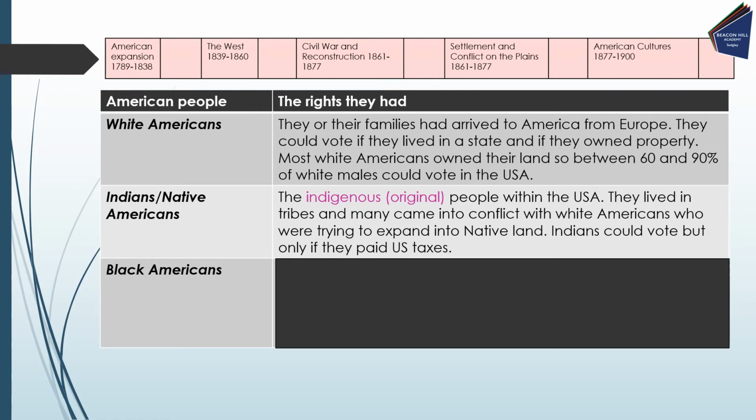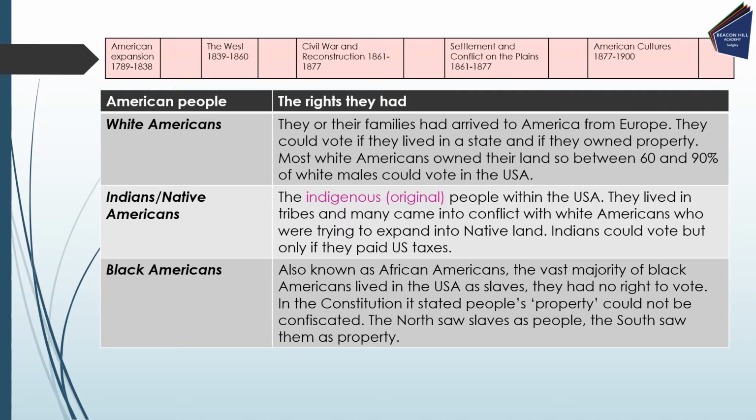And finally, we have Black Americans. So these are also known as African Americans. The vast majority of Black Americans were living in the USA as slaves. They had no right to vote. In the Constitution, it stated that people's property could not be confiscated. And at this time in American history, at the start of our course, we saw that Black Americans were perceived as somebody's property. So we've got here that the North saw slaves as people, generally speaking, but the South saw them as property. This meant that they had no rights, and this is why we see slavery being carried out in the South of America.